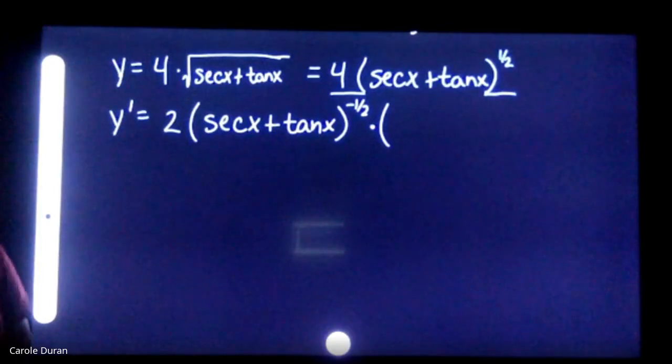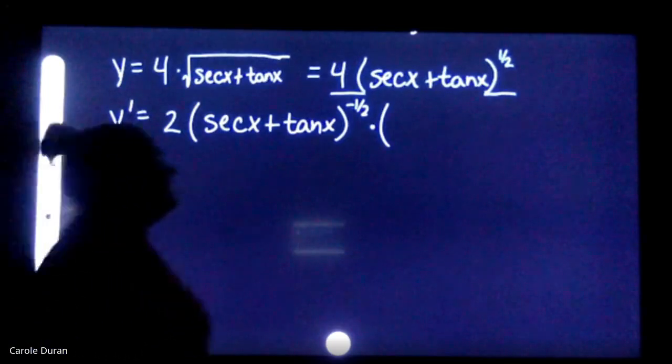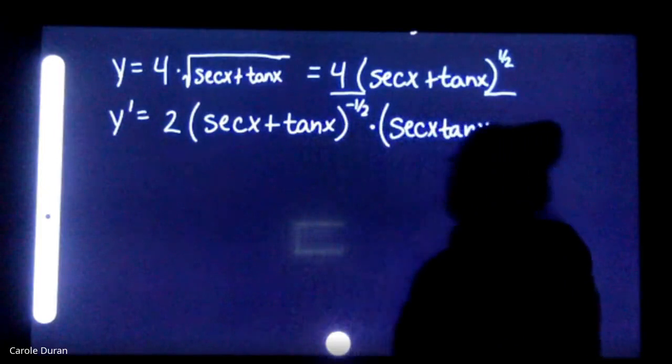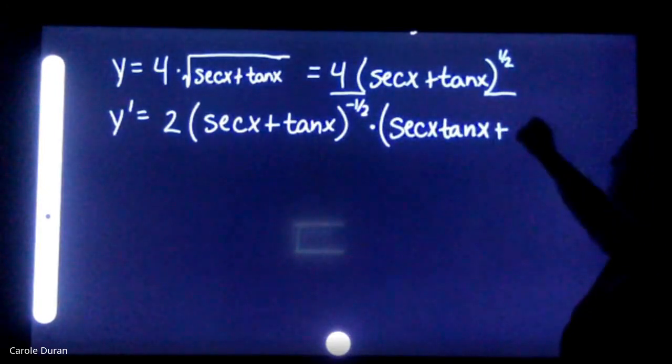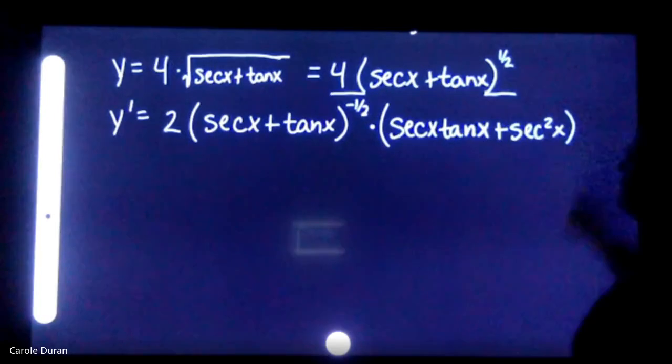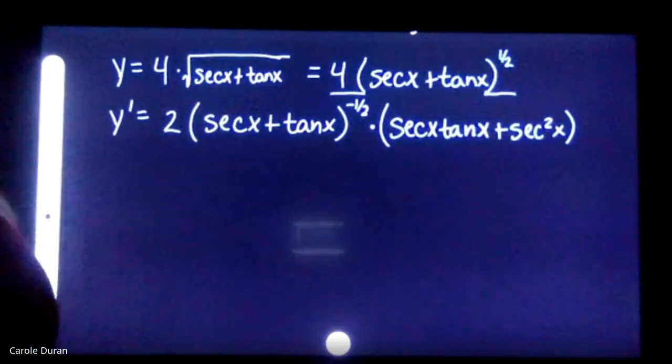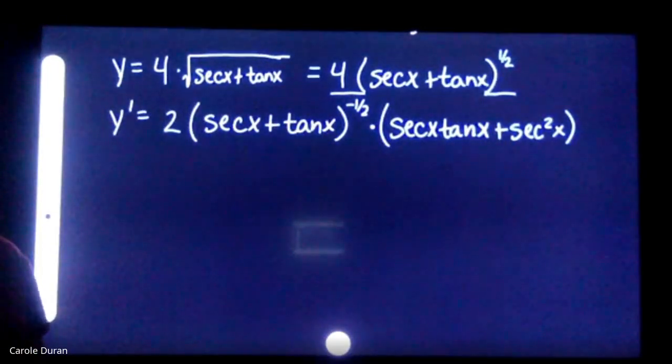So what's the derivative of secant of x? Secant x, tangent x. Good. And the derivative of tangent of x? Secant squared. And then from here, all I really have to do is simplify. What's the first thing that you probably want to do to simplify this?